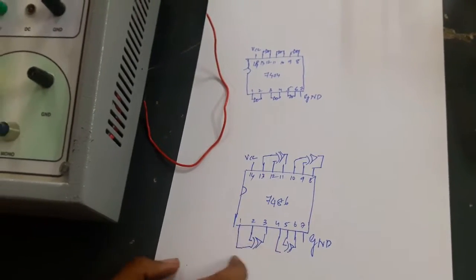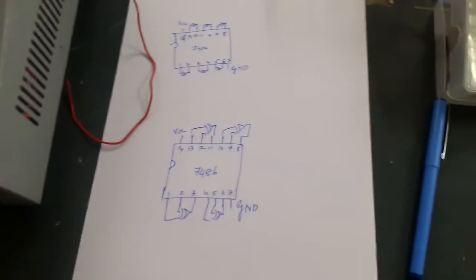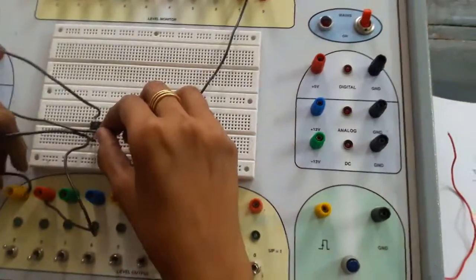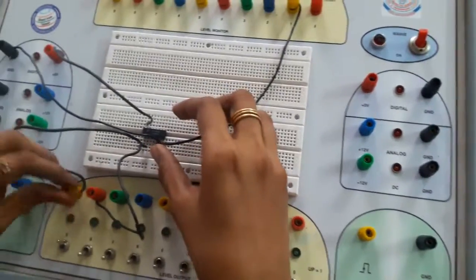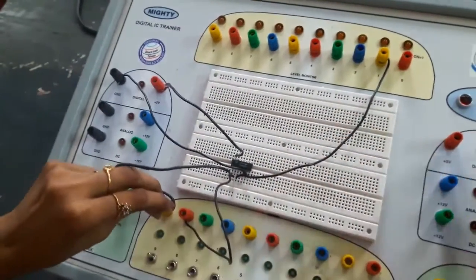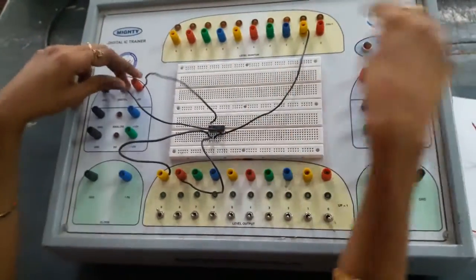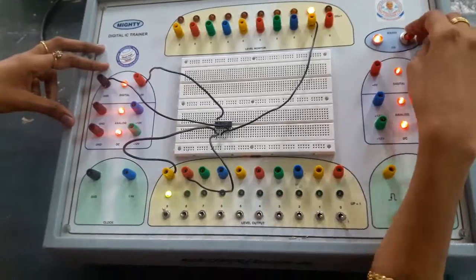I am using this gate now for checking purpose. So I am giving 1 and 2 as the input and output is in pin number 3. Now after connecting this, ensure that you have connected the VCC and ground. Now turn on the trainer kit.